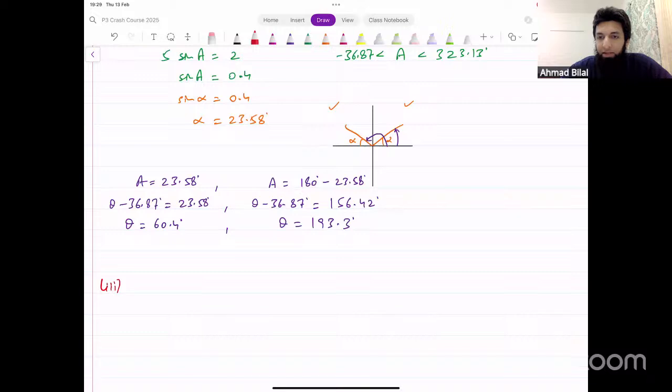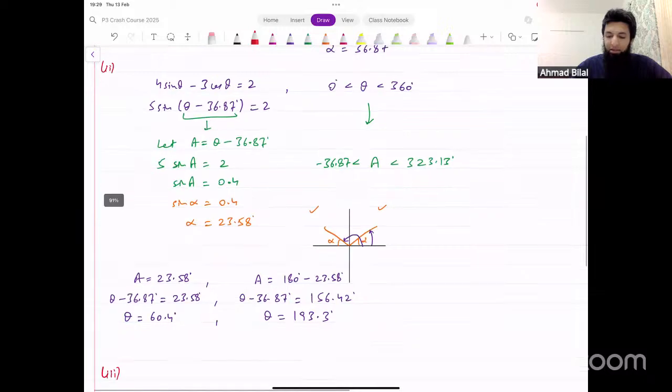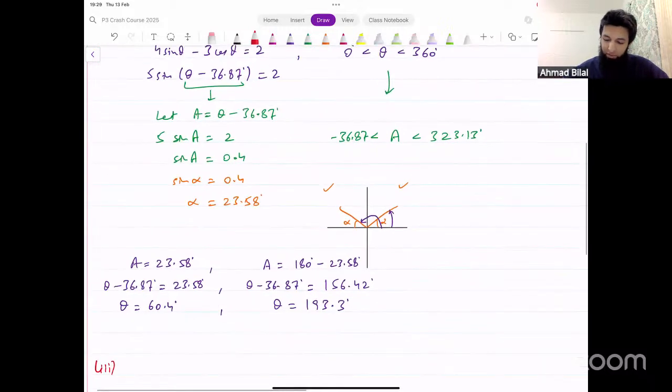Why can't we take negative 23.58? It's within the range. We would take that if we were also using the fourth quadrant. We cannot be in the fourth quadrant because sine is positive here, right? Sine is positive only in the first and second quadrants. Fourth quadrant cannot be considered. If sine was negative and we could be in the fourth quadrant, then we would consider this as well.